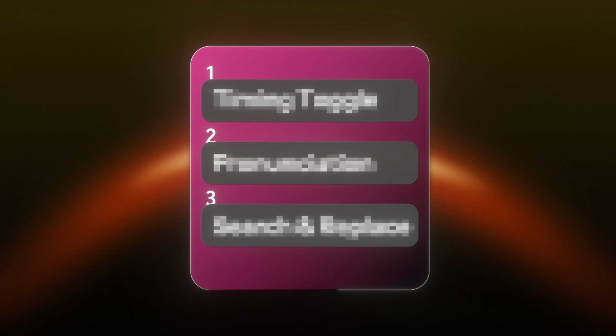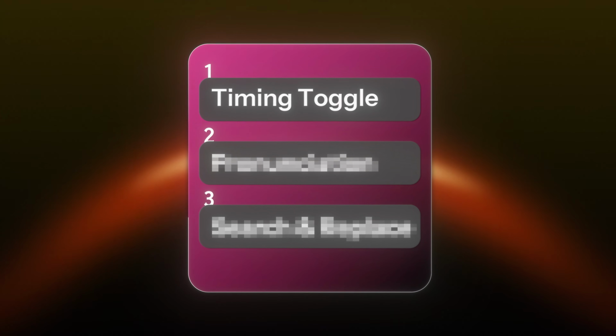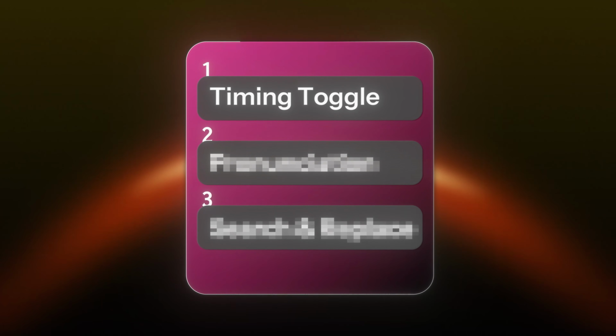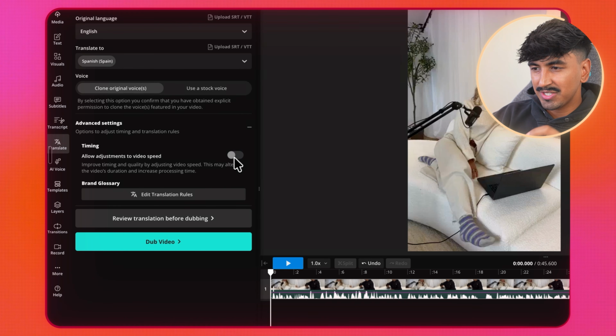But before we run it, let me quickly show you some advanced settings, because these are the differences between a good dub and a perfect one, and they are simpler than they might look. First of all, the timing toggle. When you turn this on, Kapwing automatically adjusts the speed of the dub, so it lines up naturally with your video. Because obviously different languages take different amounts of time to say things, right? So this way it keeps it in sync with everything.